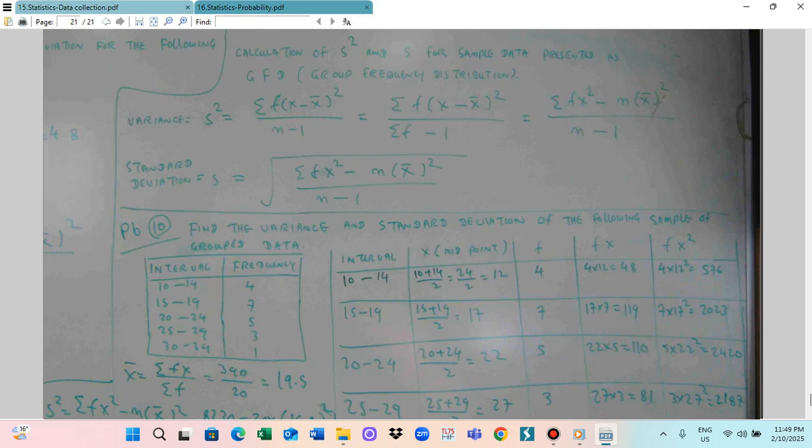So the standard deviation is s equals the square root of (summation f h square minus n h bar square) divided by (n minus 1). So then you can calculate the standard deviation. This is the formula to calculate the standard deviation.